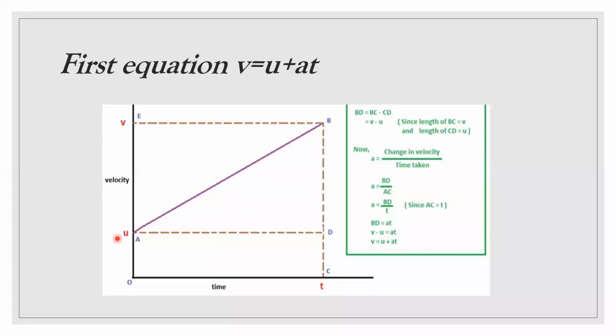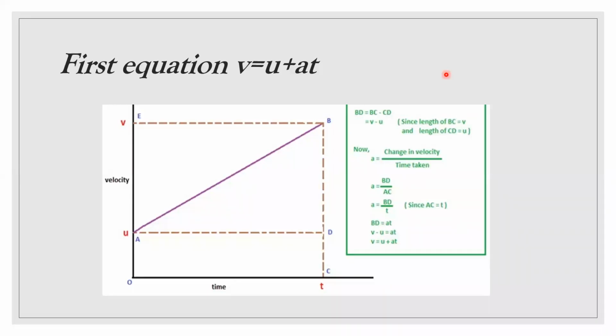So what is the change in the velocity? Velocity change will be from u to v. Initially the body was moving with velocity u, and ultimately it obtained velocity v. And what is the time taken? From 0 to t seconds. So acceleration equals v minus u upon t. So we can say that v minus u equals at, or v equals u plus at.